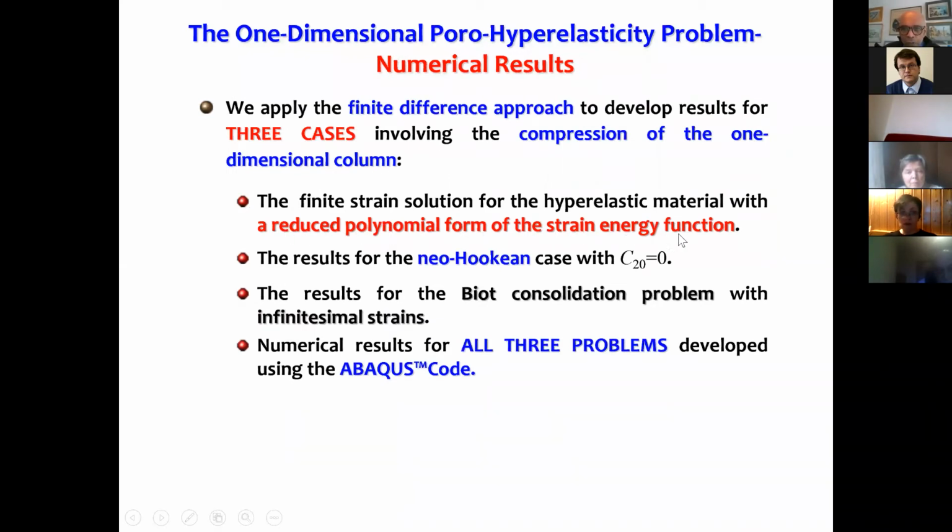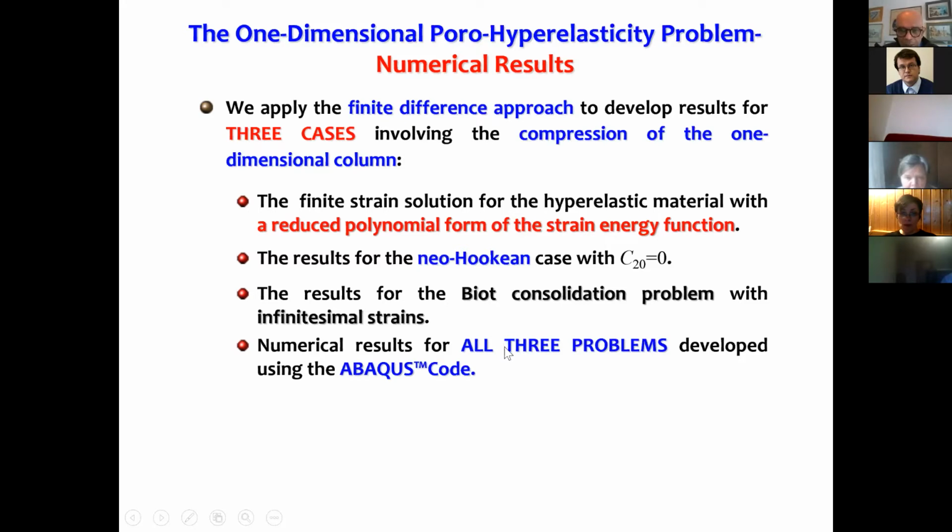We use a reduced polynomial for the strain energy function and consider the results for the neo-Hookean case. So that means some of the constants are set to 0. So that's one solution. The second solution is the consolidation problem that Gibson solved. But that's for infinitesimal strains. So here's where the problem is, that you do the large strain consolidation, but utilize only linear elastic constitutive relationships. So there's some inconsistency, but it's useful to see what the results give.